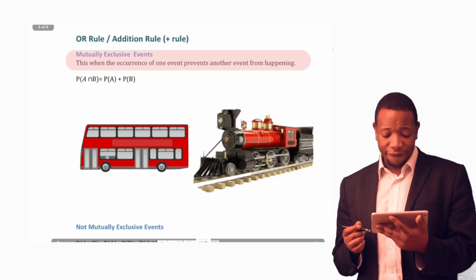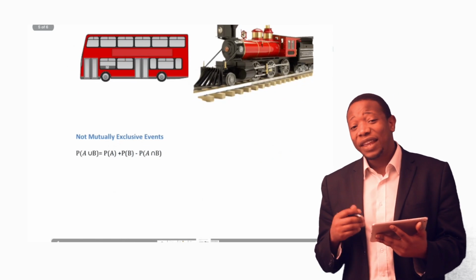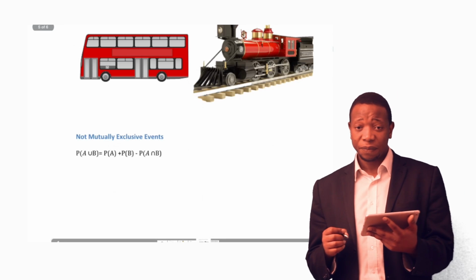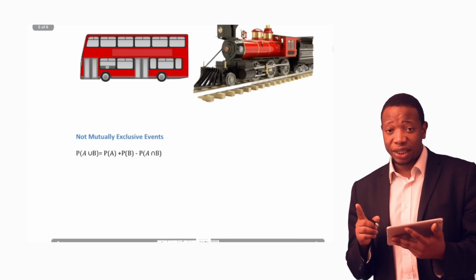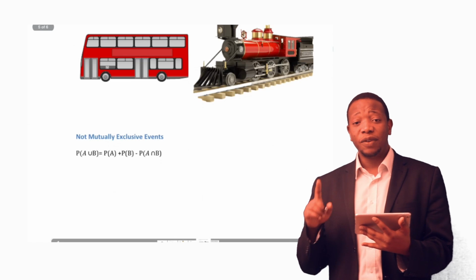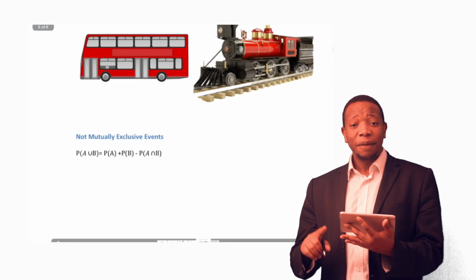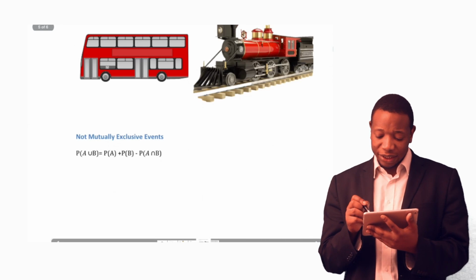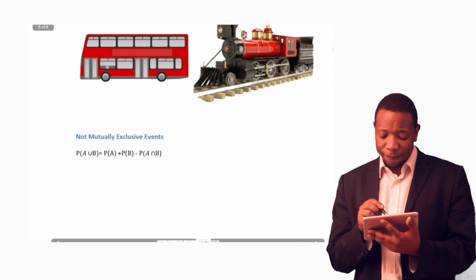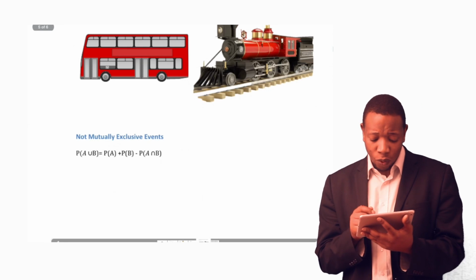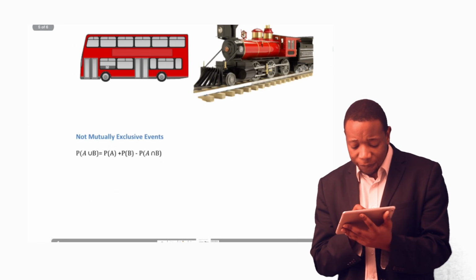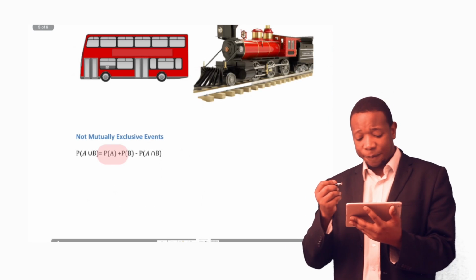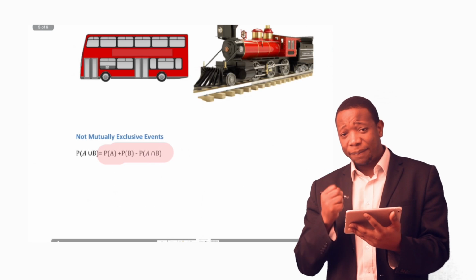Another one you could have is where they're not mutually exclusive. When they're not mutually exclusive, you need to consider two things here. You need to consider the probability of A happening, the probability of B happening, and the probability of A and B happening at the same time, and you subtract them. Now we're going to look at an example where we're looking at the probability of A and the probability of B, and then we subtract the probability of A and B happening at the same time.